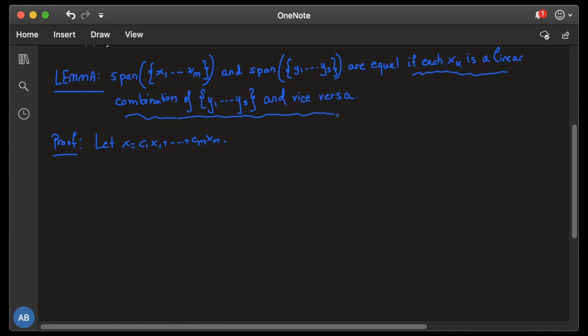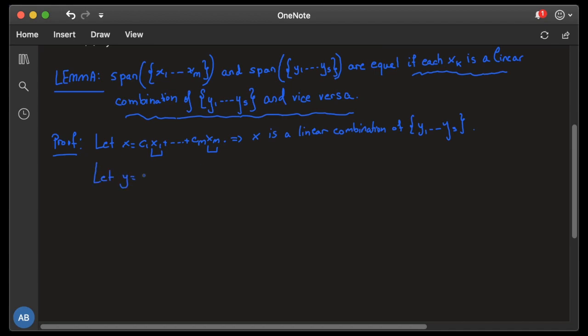Okay, we start from here, then we try to prove that the spans are equal. So since x1 is a linear combination of the y's, down to xm is a linear combination of the y's, that means that x itself is a linear combination of the y's. If you can't see that, just write down x1 as a linear combination of the y's and xm as a linear combination of the y's, plug them back here and try to collect common terms in terms of the y's. So you're going to get some constants multiplied by y1 plus some constants multiplied by y2 down to plus some constants multiplied by ys, and thus x is a linear combination of the y's.